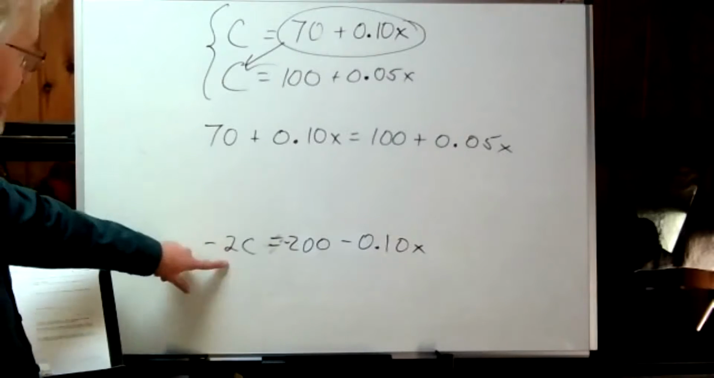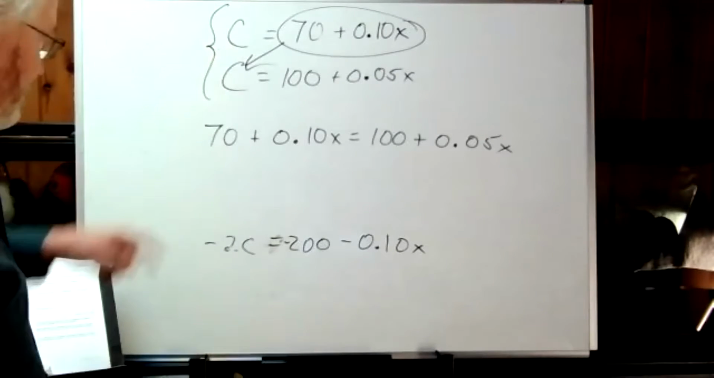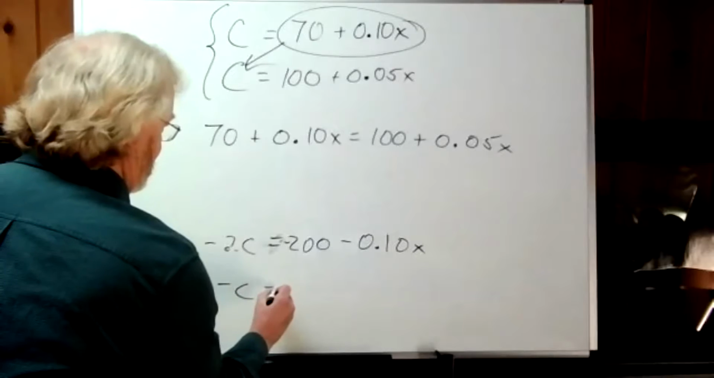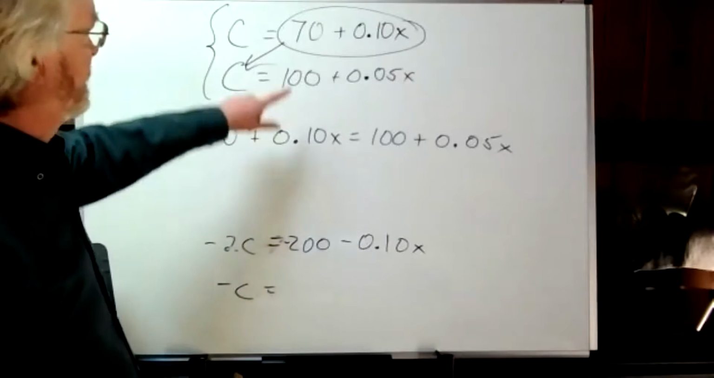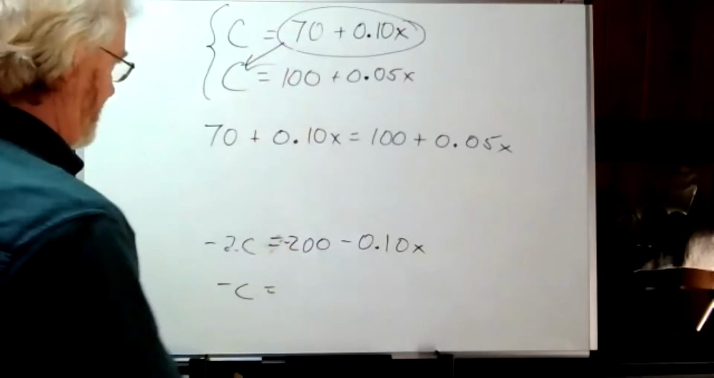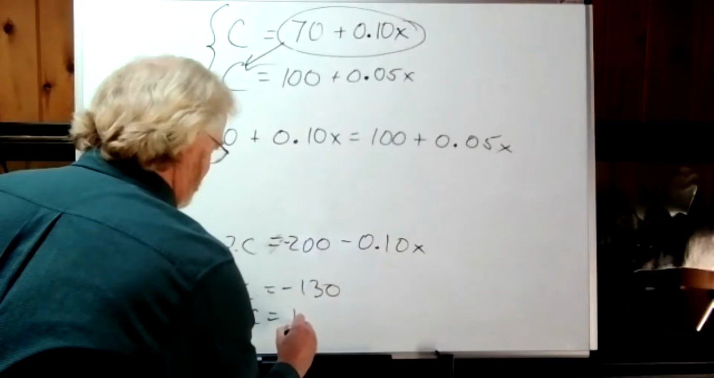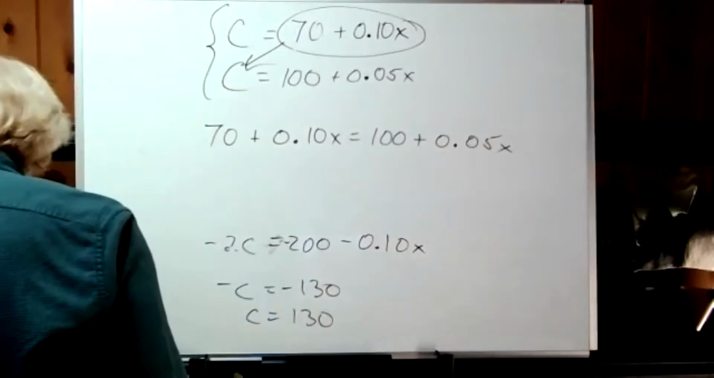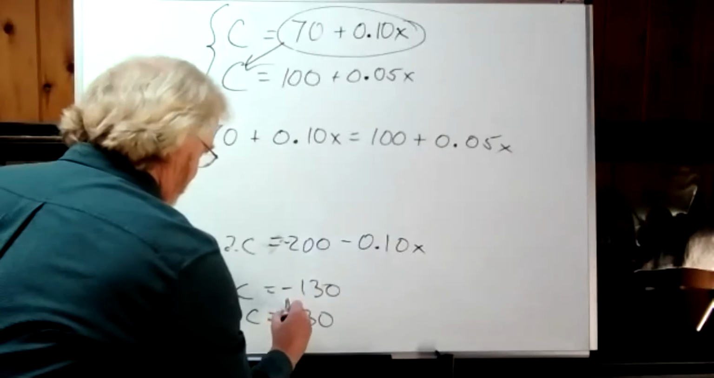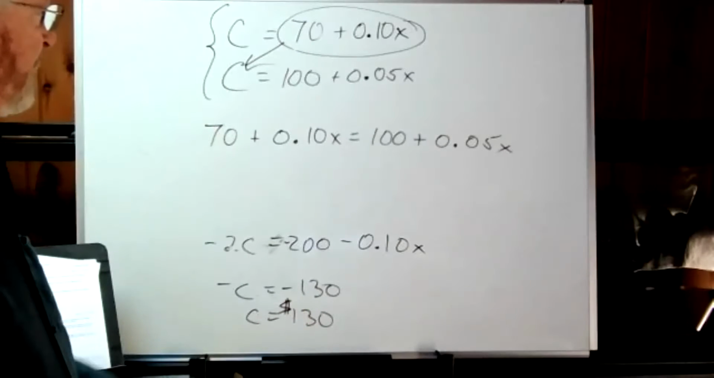Now, if I added those two together, what do I have? -c equals -270. It'd be -130, or the cost is 130. And that is the value I have on my answer key.